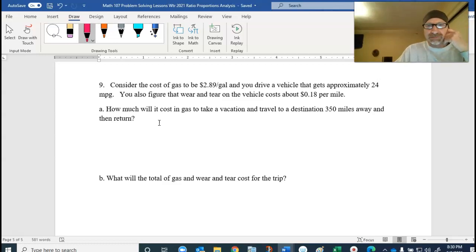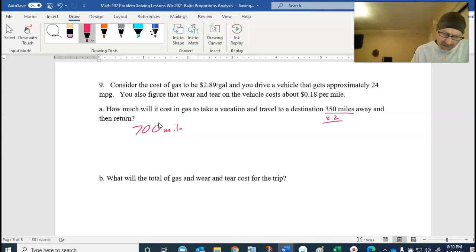In the next video, we'll do something similar with the cost of hauling gravel. But here it's $2.89 per gallon, and your vehicle gets 24 miles per gallon. And now you're going to go 350 miles and then come back. So basically, you're going to go 700 miles, right? You're going to times that by 2. So 700 miles. I'm going to convert how many miles into how many dollars that's going to cost.